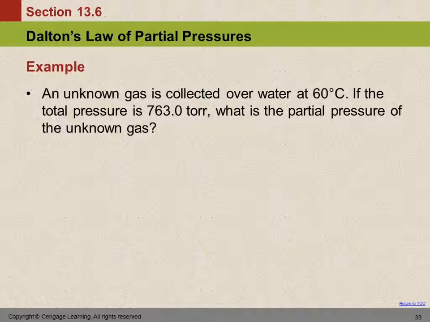So the vapor pressure of water, partial pressure, P H2O, is 149.4 torr. That number is not given to us in the problem, but they give us the temperature, and then we have to go look it up. On an exam, I would either tell you what the vapor pressure of the water is, or I would give you the table so that you could look it up.